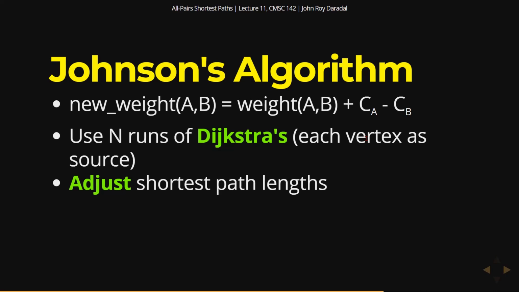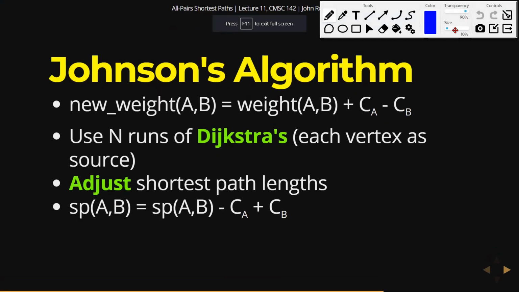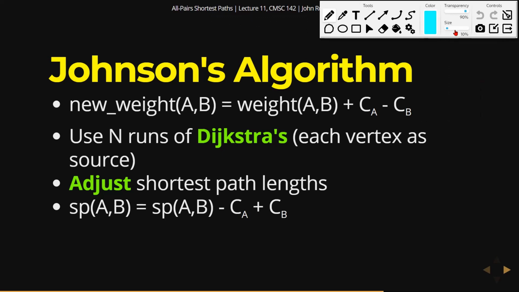After that, we're not yet done, because since we did Dijkstra's on the reweighted graph, the shortest path values that we got are actually not the correct shortest path lengths because we reweighted the graph. So we'll have to readjust the shortest path lengths back to their original path lengths, or path costs. To readjust, for the shortest path of AB here, you will subtract C of A, the associated value of A, and then you add the associated value of B.